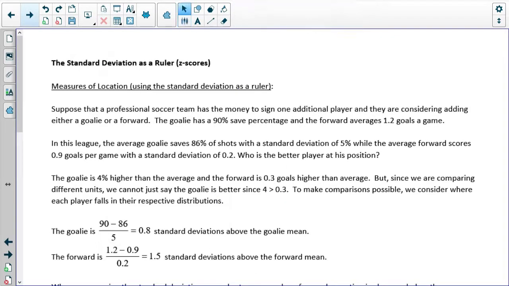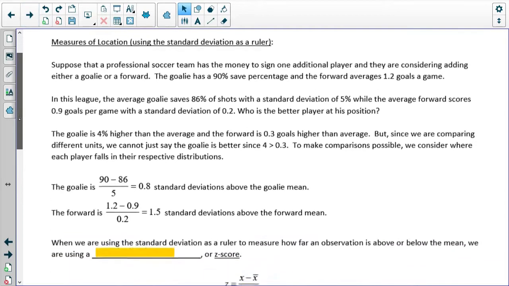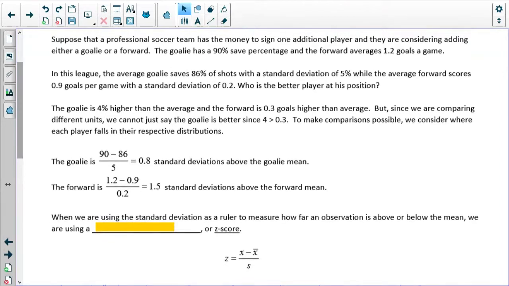Standard deviation is a ruler. So suppose that a professional soccer team has money to sign one additional player, and they're going to add either a goalie or a forward. We want to figure out if the goalie is better compared to the league goalies than the forward is compared to league forwards, because it's hard to compare goalies and forwards in soccer. They have very different job responsibilities, and so you kind of have to figure out who's better compared to the other people that you should be comparing them against.